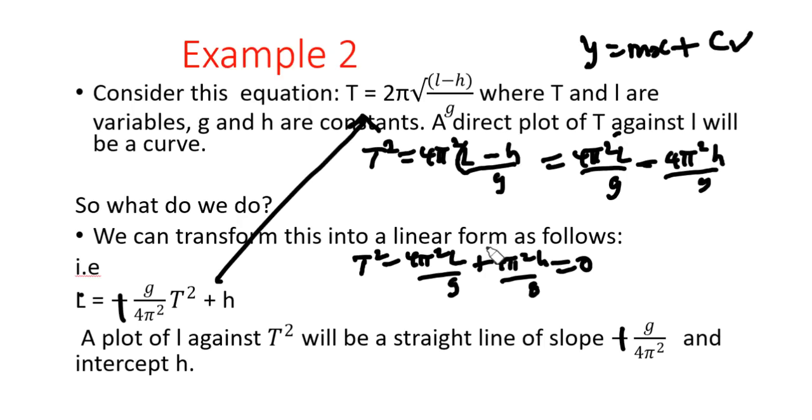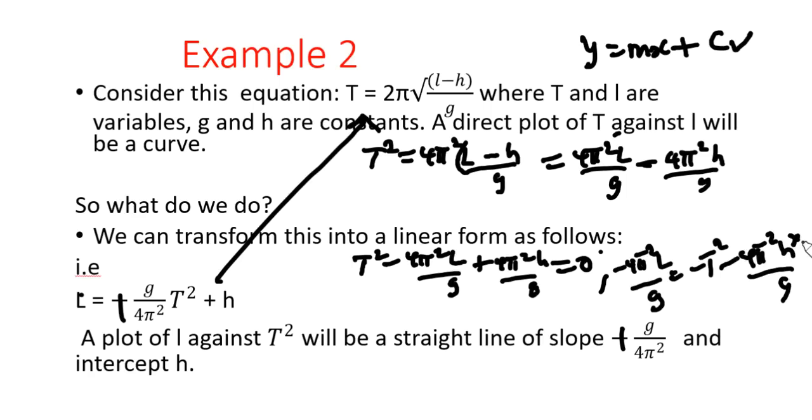So if we now make this the subject of the formula, we have that minus 4π²L/G equals minus T² minus 4π²H/G. If we multiply both sides by minus 1, we have 4π²L/G equals T² plus 4π²H/G. So you now see that we have L here and we have T² here, but this is not looking like our equation of a straight line.